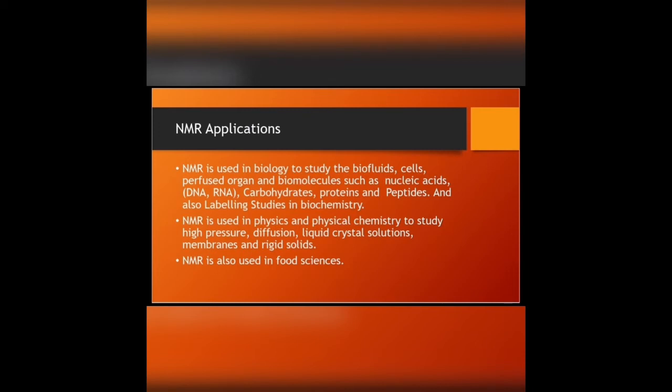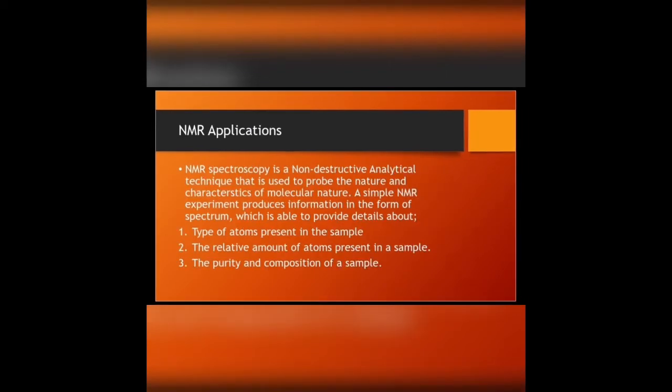It also determines the chemical properties of functional groups in biomacromolecules, such as the ionization states of ionizable groups at the active site of enzymes. NMR is used in physics and physical chemistry to study high pressure, diffusion, liquid, crystal solution, membrane, and rigid solids. NMR is also used in food sciences.